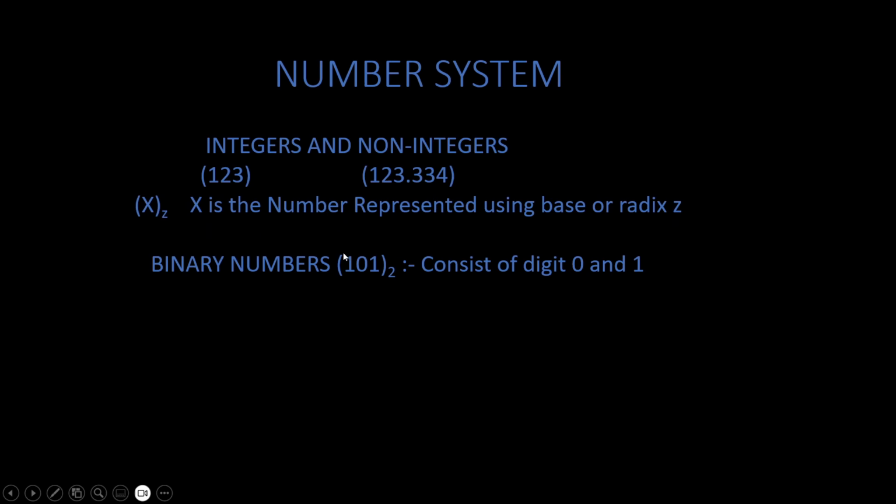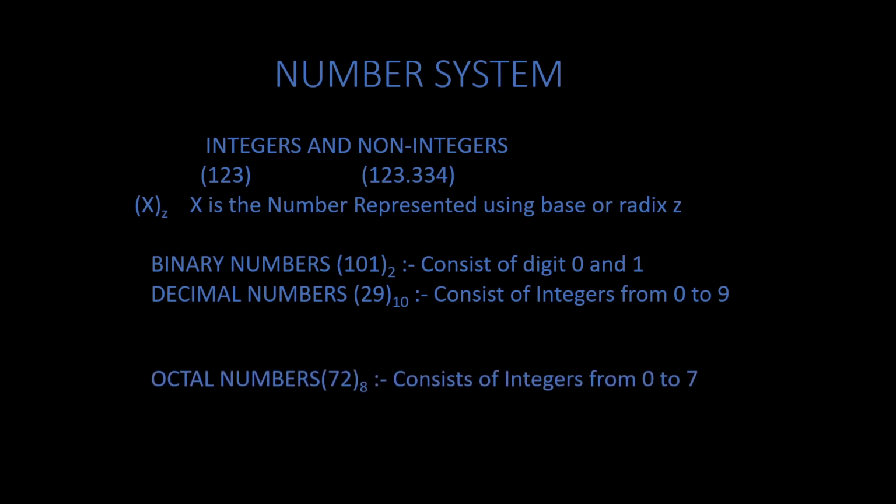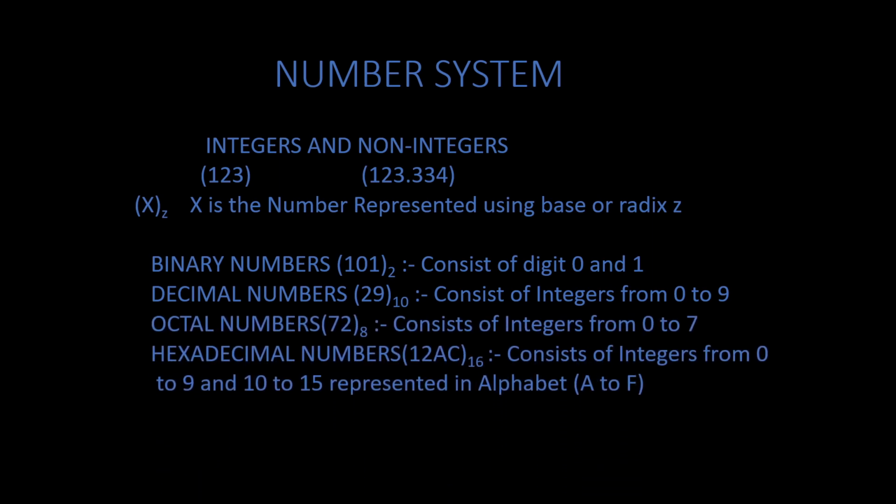The first example is binary numbers. As you can see in a binary number, we have 101 with base 2, which consists of 0 and 1. So this base also represents the number of digits that will be used to produce a value x, here 101. Similarly, we have decimal, octal and hexadecimal numbers. All of these have different bases, which is why we have different names and different values.